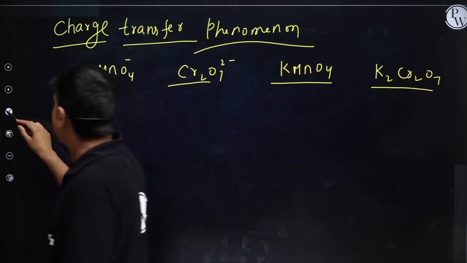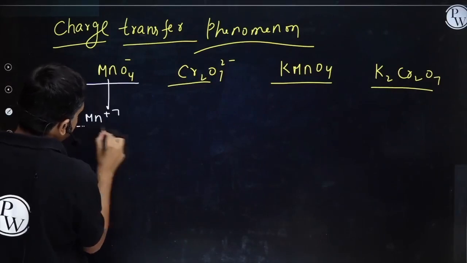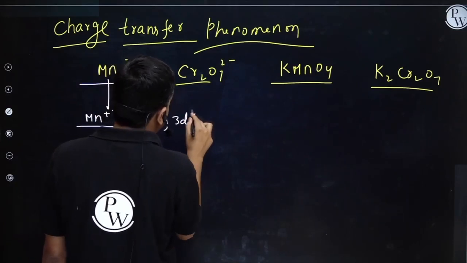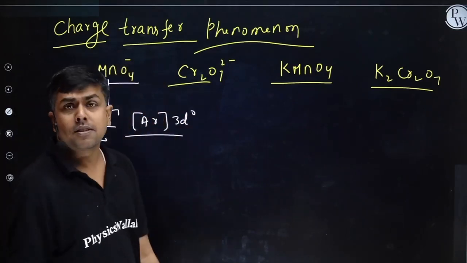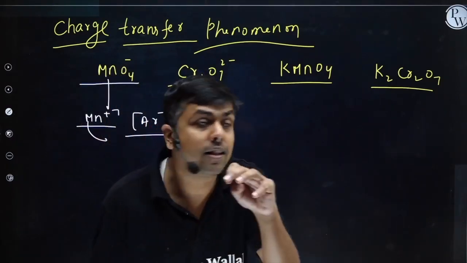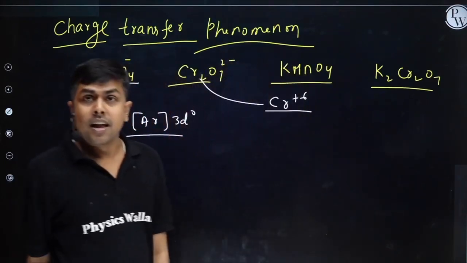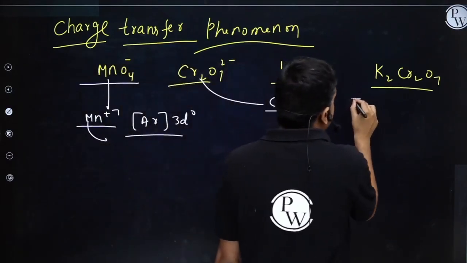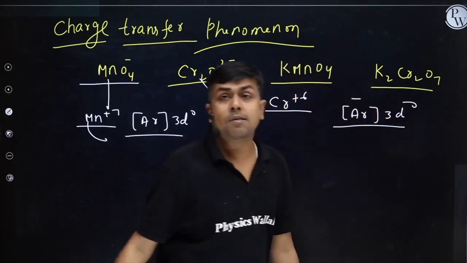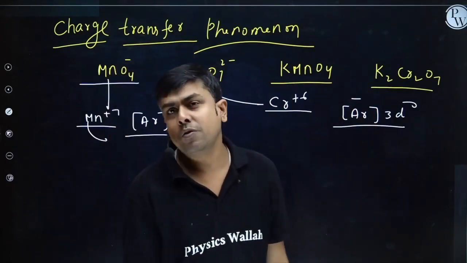Although, if I look at the configuration of Mn, here Mn is in plus 7 oxidation state, right? So it's having a configuration Ar 3d0. So basically, it's a diamagnetic species. And if it's a diamagnetic species, it should be colorless, but still it is colored. Similarly, chromium here is in plus 6 oxidation state. If it's in plus 6 oxidation state, it is having a configuration Ar 3d0. So it's a diamagnetic species. Still, it is colored. And why it is colored? It is mainly because of charge transfer phenomenon.